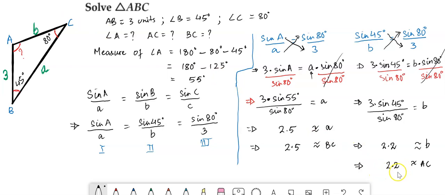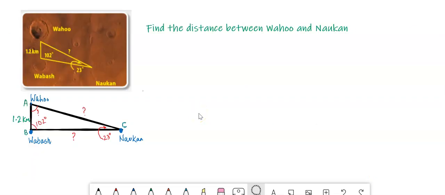So AC is equal to 2.2. Now let's look at a real life situation where we use the law of sines. As you can see in the picture, this is a picture of craters on the planet Mars. Craters are very big, huge holes in the ground. They can be bigger than any city on planet Earth.